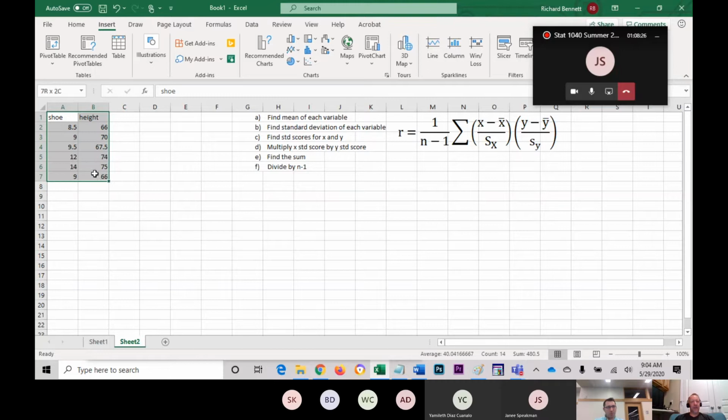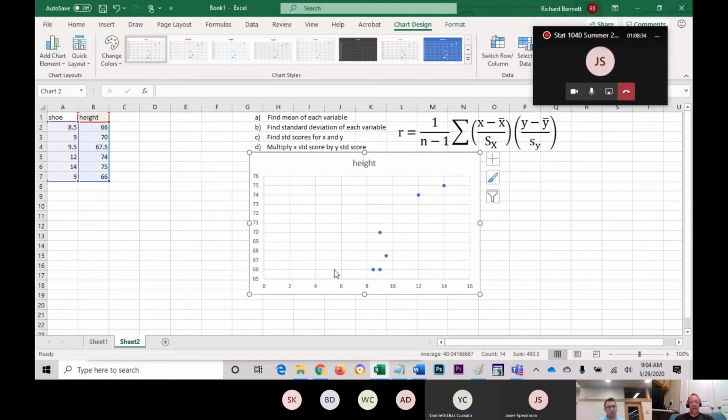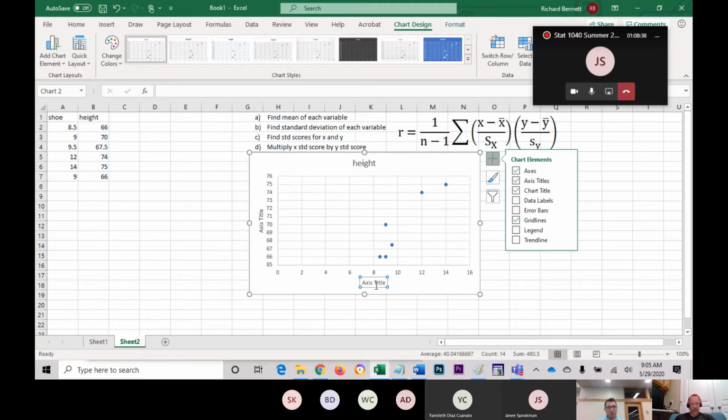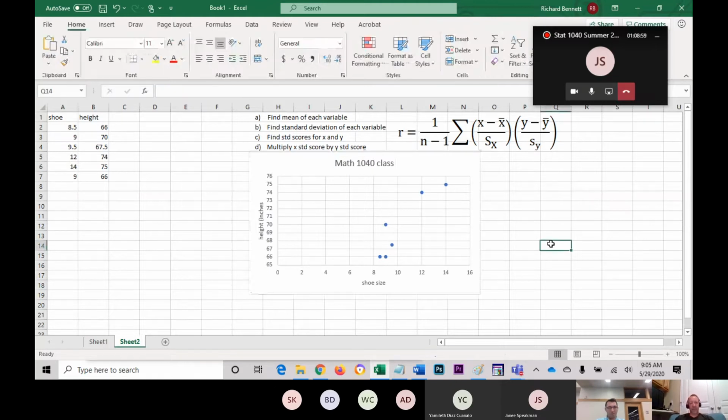But anyway, first of all, we're going to look at our scatter plot. So if I insert a scatter plot, oh, that's interesting. Okay. Now, a properly labeled graph should have labels on here. So this is going to be shoe size. And this is going to be height in inches. And maybe this is our math 1040 class. And so what do you guys think about this? This is a very small data set.